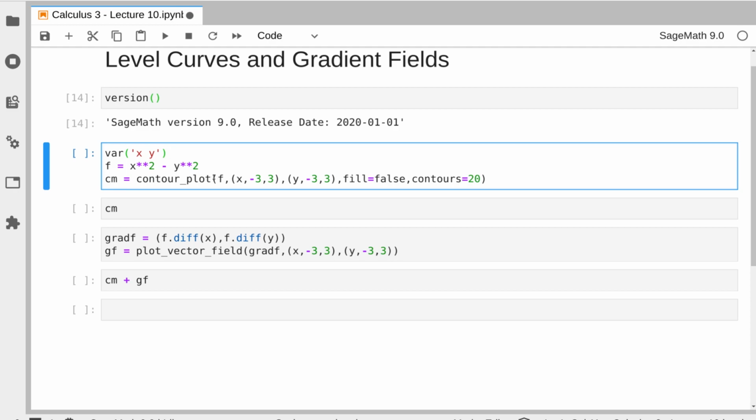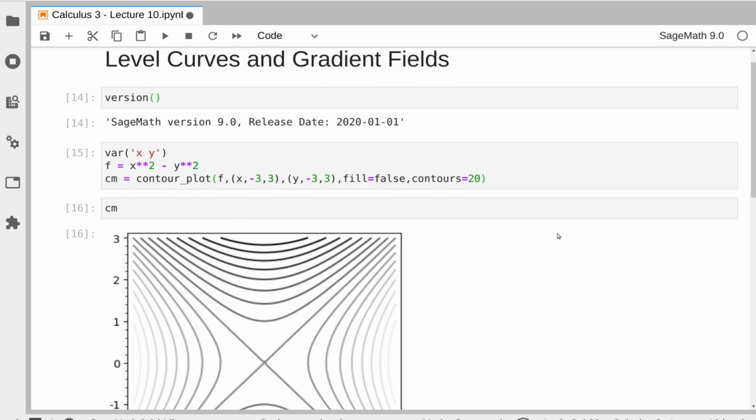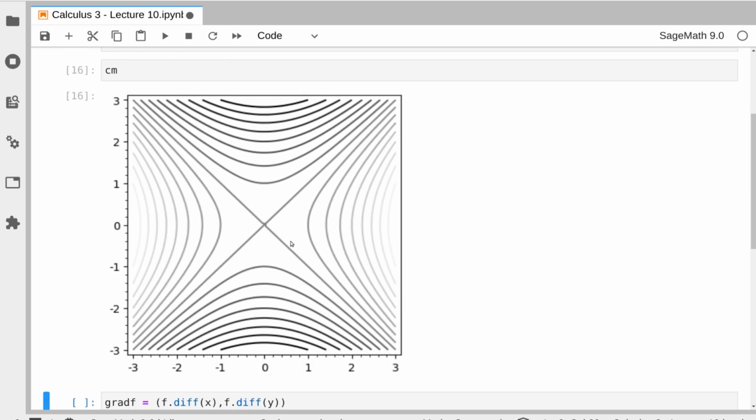So the contour plot is, remember, the graph that plots the level curves on the domain space. So on the xy plane, it's going to plot the level curves. It's going to plot 20 of those level curves. So I've set it to plot 20 of those level curves. And let's see, there they are. So these are the level curves of the surface.